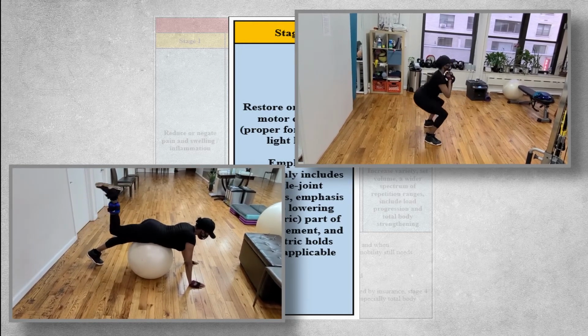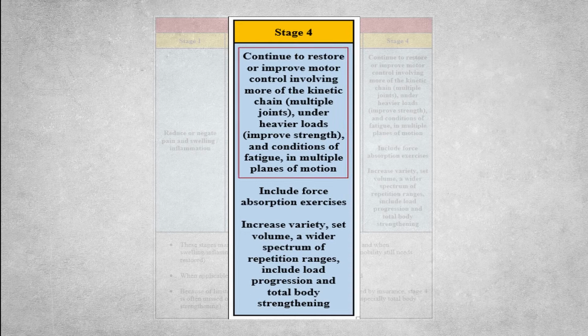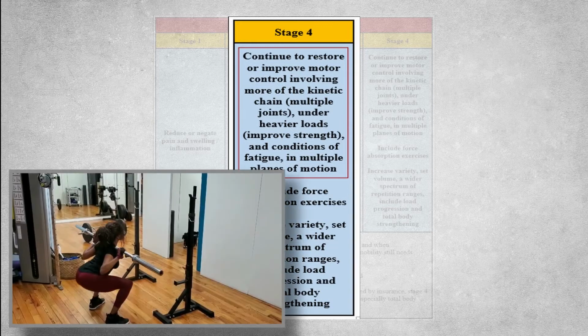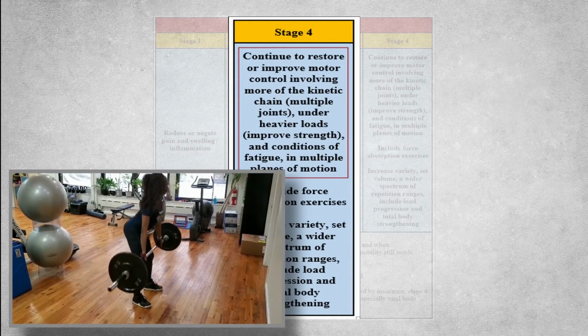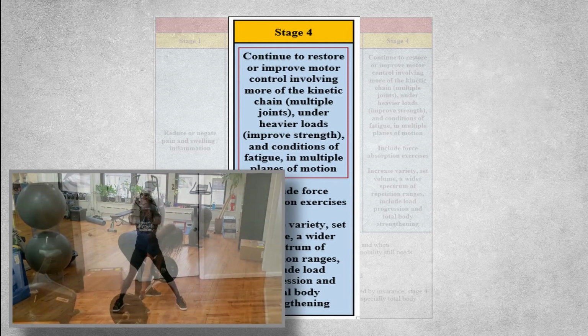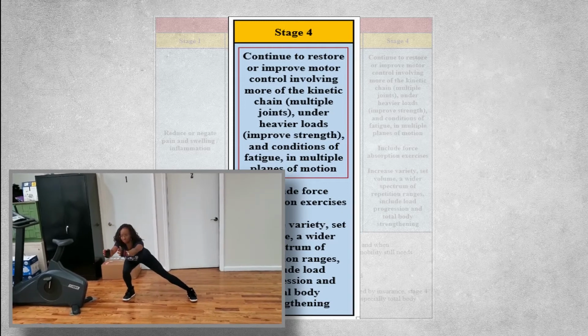Many times in physical therapy, because of limitations with insurance and how insurance will dictate that there are only X amount of sessions that the patient is able to complete, there are many times that the therapist can't spend adequate time in stage 4, and sometimes they can't even move to stage 4, which is where you not only continue to restore or improve motor control involving more of the kinetic chain, which just means multiple joints now, such as with the lower body, loaded squats and deadlifts and multi-directional lunges, and with the upper body, less emphasis on single joint exercises and more emphasis on pulls and presses.